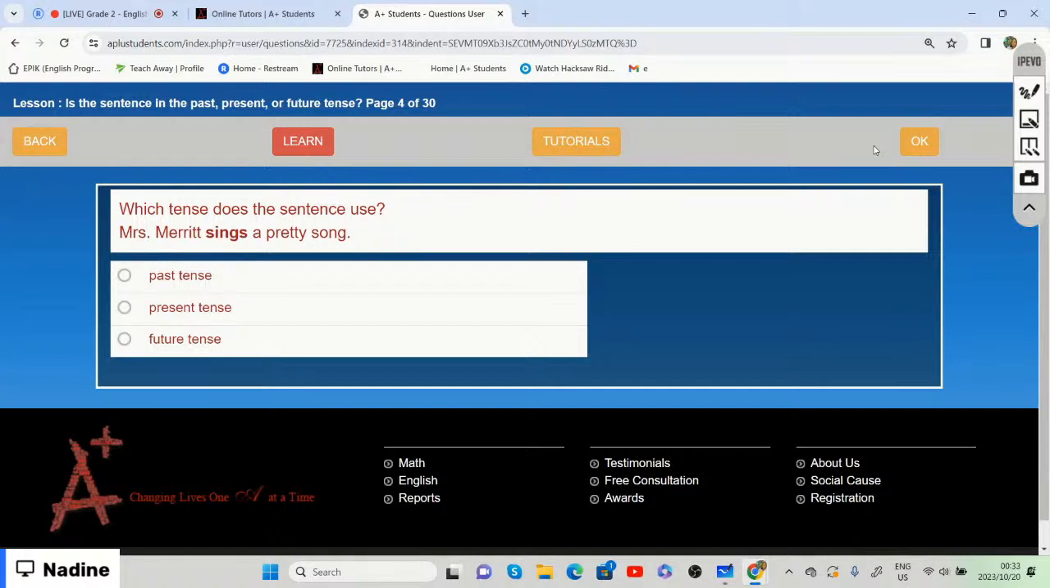All right, so sings also ends in an S. We can say it's something that she's doing now. Mrs. Merritt sings a pretty song. Present tense.